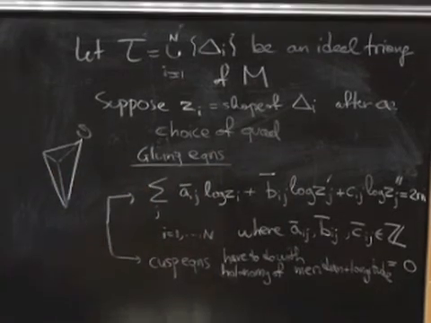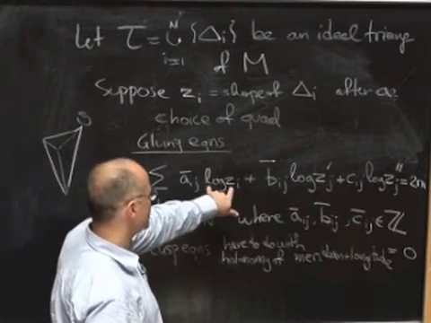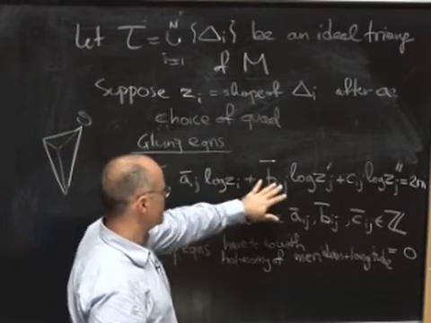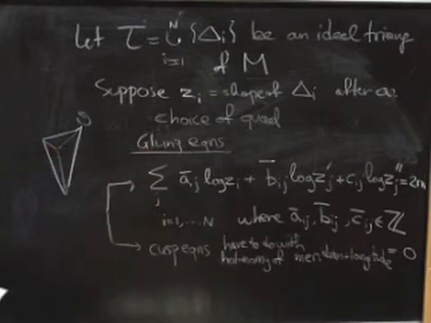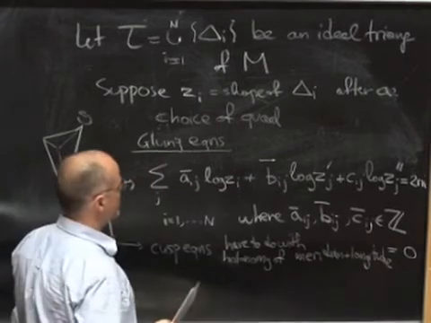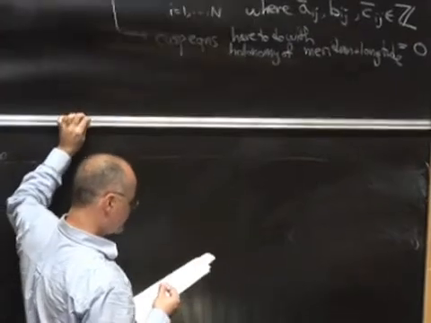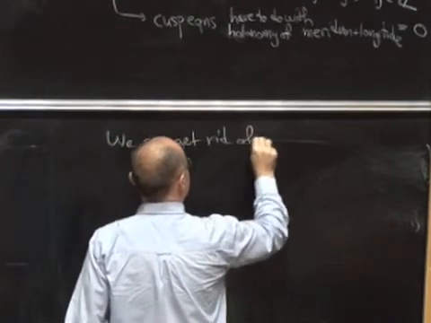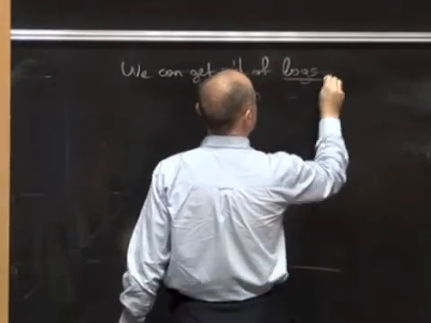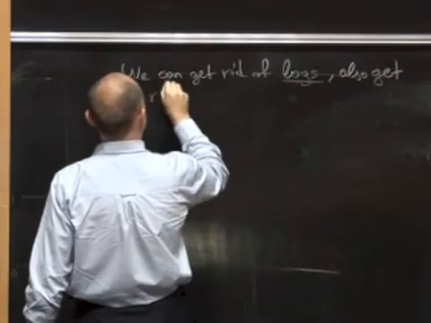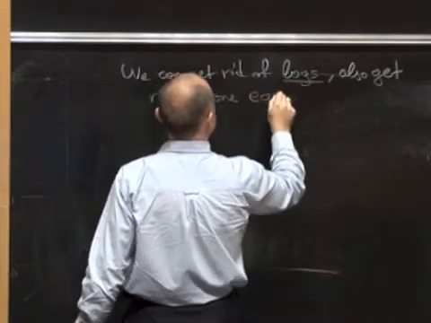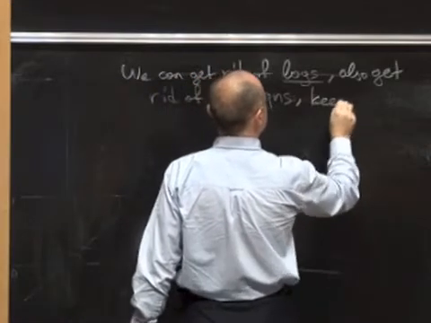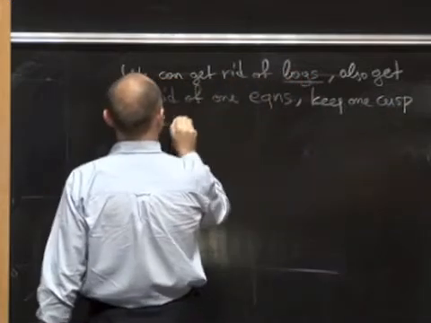Okay, now you may actually think that this is not an algebraic system of equations since I'm taking logarithms of complex numbers, and we know logarithms are multivalued functions, so the immediate question is what exactly do you mean by the logarithm of an arbitrary complex number, right? So to get rid of this difficulty, we can get rid of the logarithms and also get rid of one of these equations, which is redundant. Any one is redundant, and keep one cusp equation.